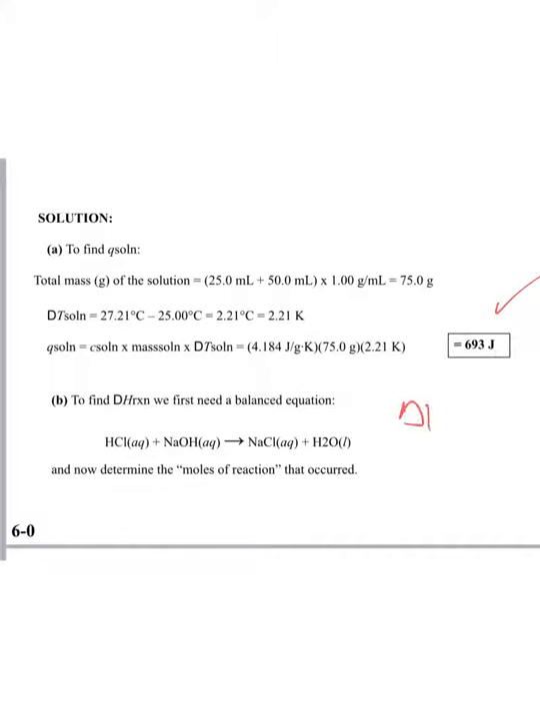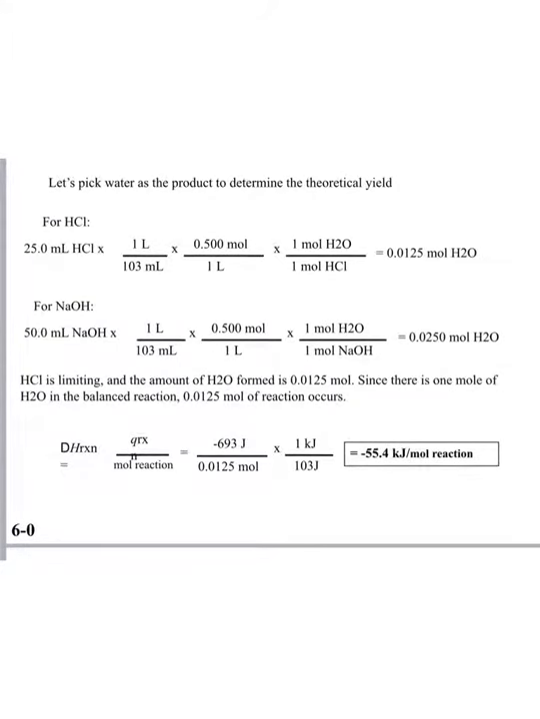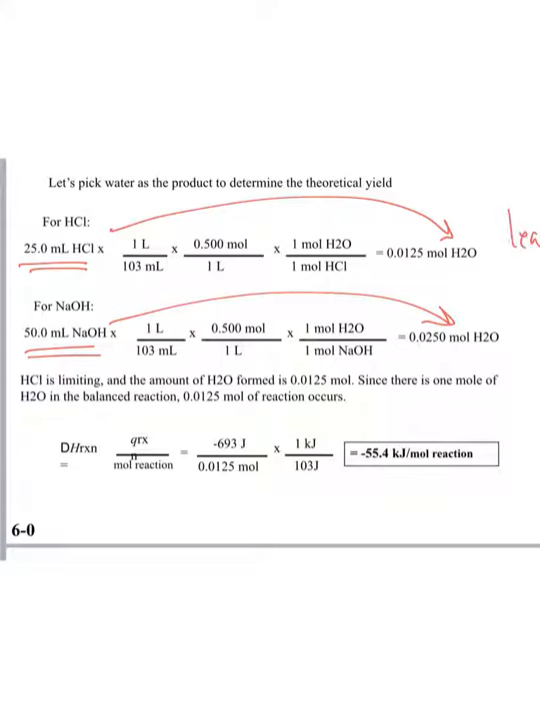To find the delta H of reaction, we need a balanced equation, and we need to know how much of these chemicals reacted, because basically it's a limiting reactant problem. We're going to have two different amounts. So this is what we did. I took my 25 mL of hydrochloric acid and my 50 mL of NaOH, and I determined how much product they each made. So this is something you did on, I think, your first exam, where you did a stoichiometry problem. You used a balanced reaction to determine how much product. It's the one that makes the least product that indicates the limiting reactant.